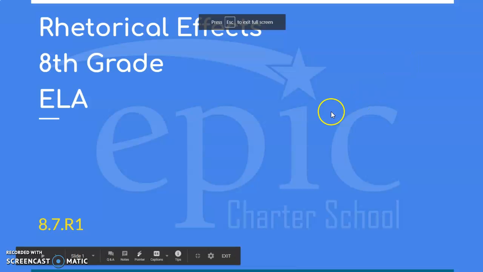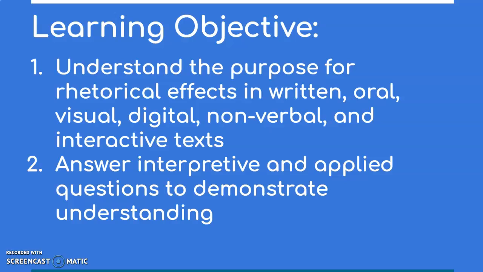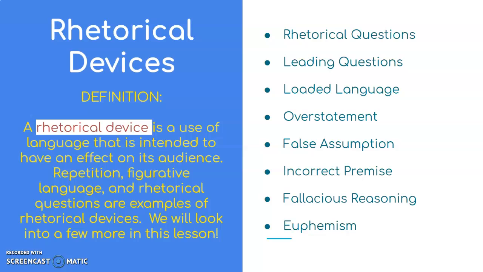So today we are going to talk about rhetorical effects, 8th grade ELA, and this is standard 8.7.R.1. So what is our learning objective? It is to understand the purpose for rhetorical effects in written, oral, visual, digital, nonverbal, and interactive text. Answer the interpretive and applied questions to demonstrate understanding.